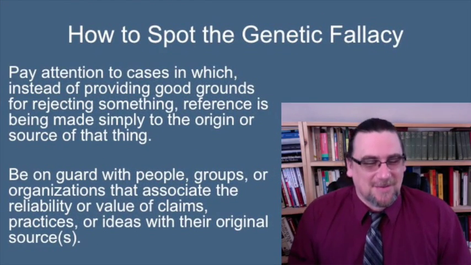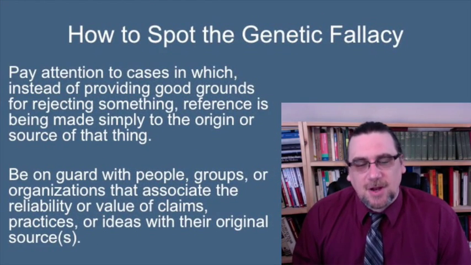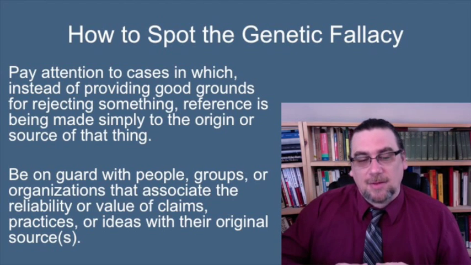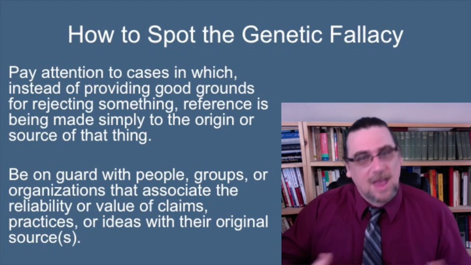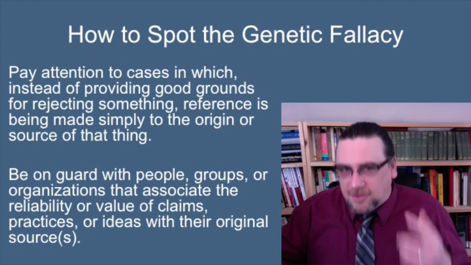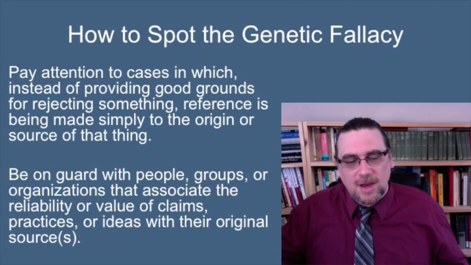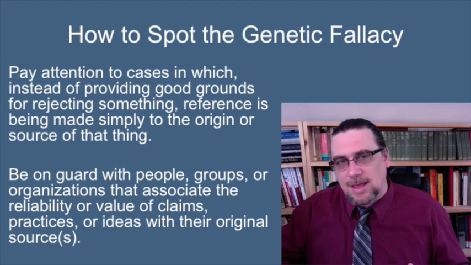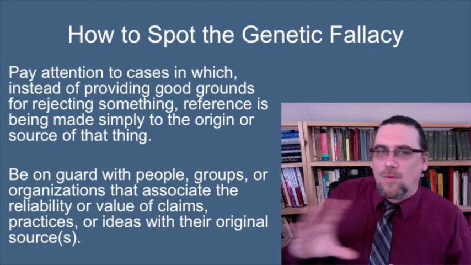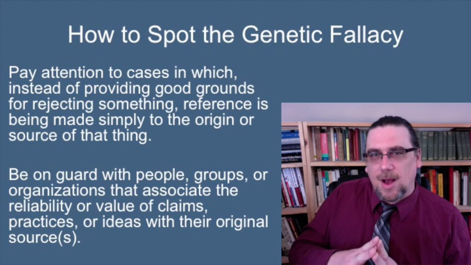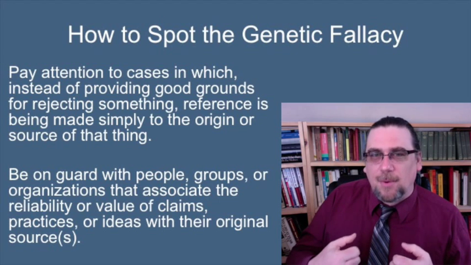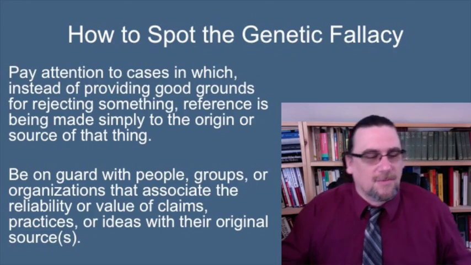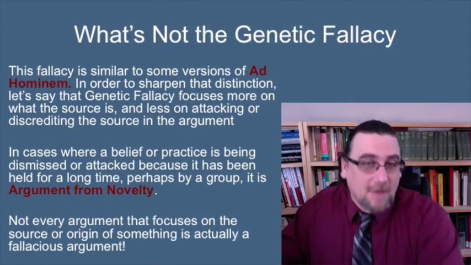How do you spot the genetic fallacy? Well, for one thing, pay attention to cases in which, instead of providing good grounds for rejecting something, reference is being made instead just to the origin or source of that thing, as if that solves the issue. So also, be on guard with people, groups, or organizations that tend to associate the reliability or the value of claims or practices or ideas with their original sources, overlooking what's happened to them in the process. Those kinds of people, groups, and organizations are much more likely to fall into the genetic fallacy.